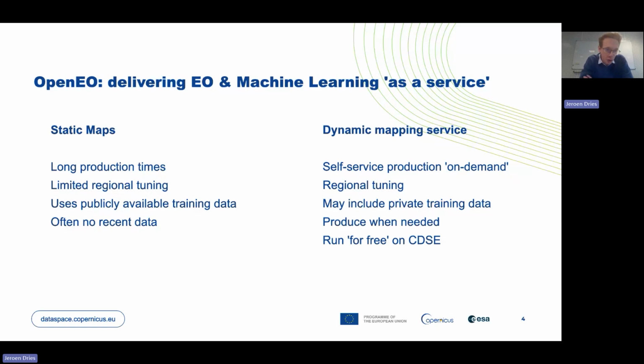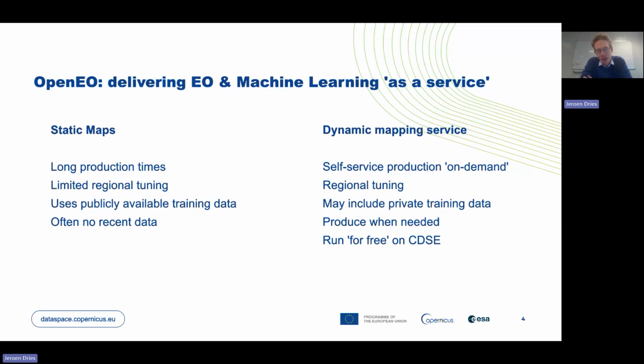Also, it's based on purely publicly available training data. And in some parts of the world, there is no training data, and that affects the model quality. And then as a user, if you're looking for a very recent crop type map, then usually it doesn't exist because of these long production times.